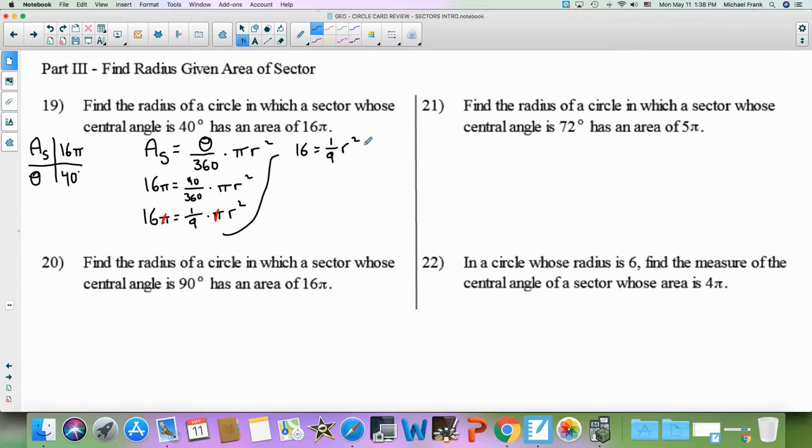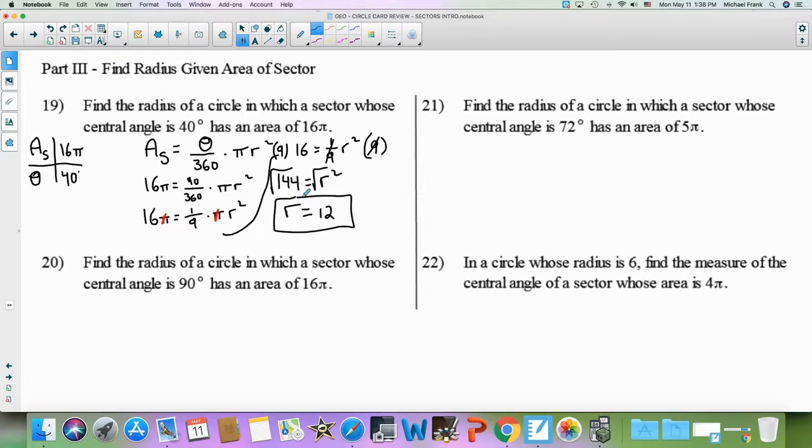r squared. Well, there's a couple ways we can get rid of this 1/9 to get the r alone. One way is to multiply by its reciprocal. So I'm going to multiply this side by 9 and this side by 9. And then we end up with 144 is equal to, those cancel out, your r squared. And then square root both sides, and we get the radius is equal to 12. And that is how that works.